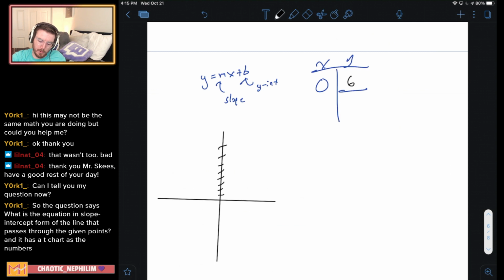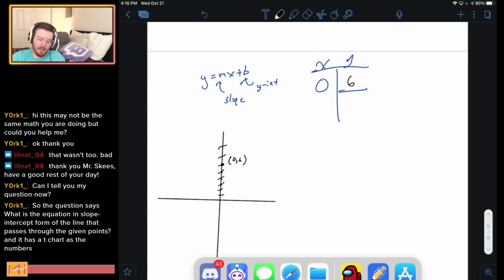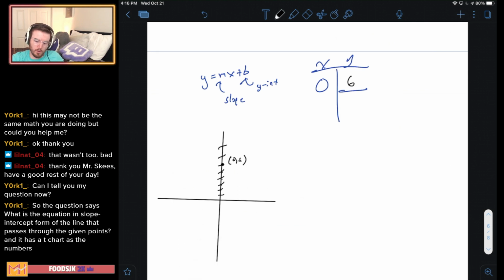Let's say it was a 6. Well, then you would plot that point at 0, comma 6, right? And that's your y-intercept. Do you happen to have that, York? So I would know that much. Right? I don't know the slope yet, but I would know that that's 6.